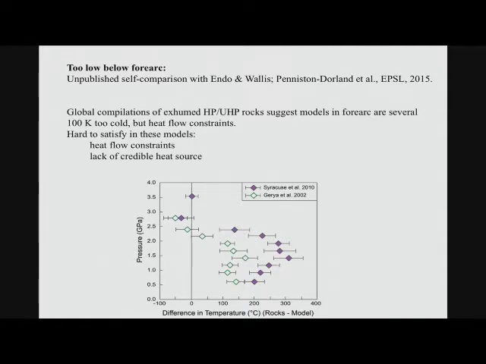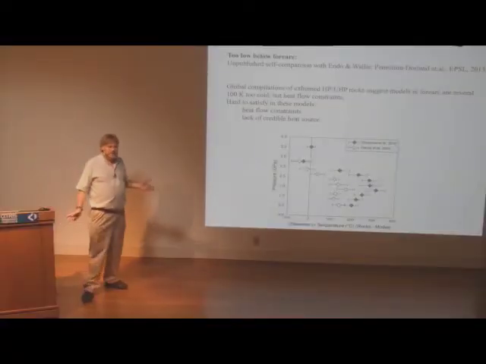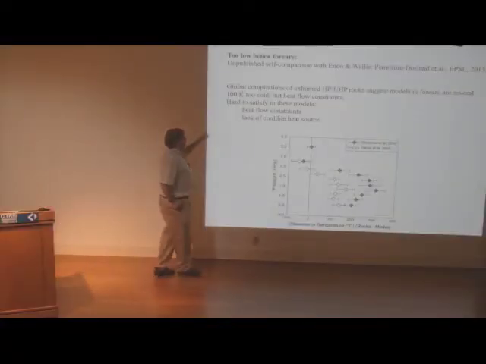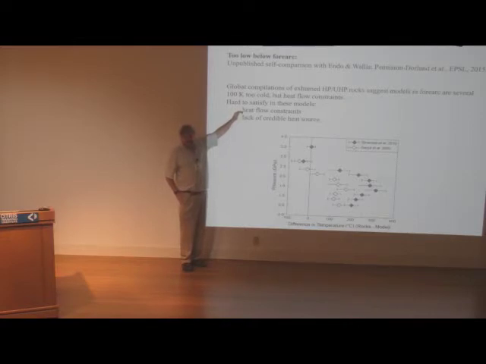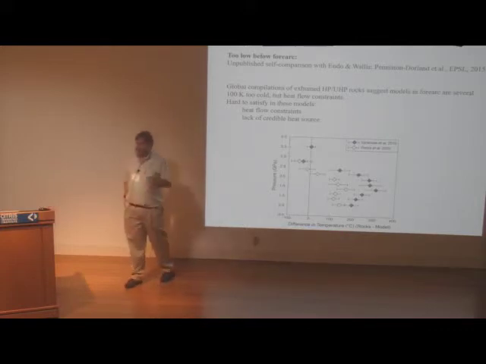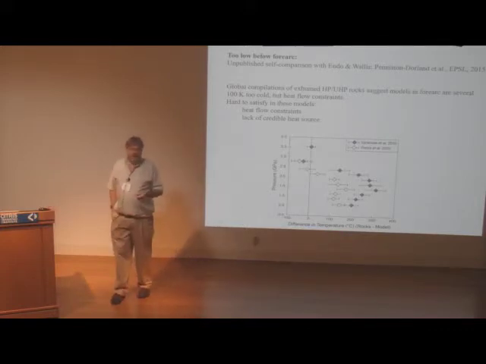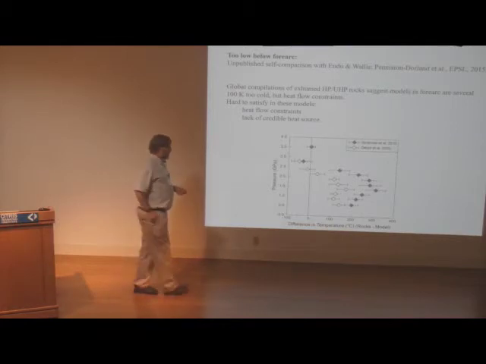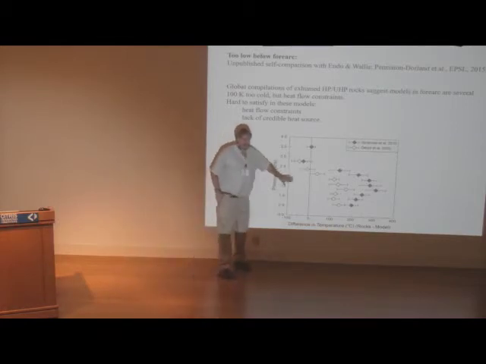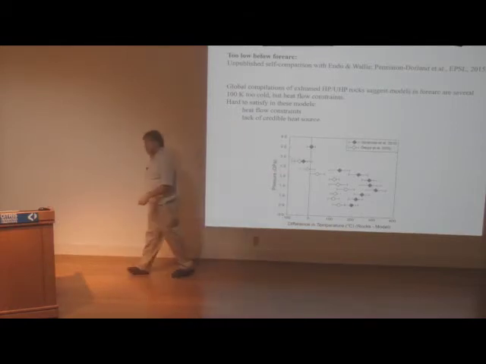Our models cannot logically be adjusted to create these forearc conditions. We just cannot do it. The reason for it is that the heat flow tells us the forearc is cold. We cannot increase the temperature by 300 degrees without violating heat flow constraints. There's not a credible heat source. Maybe locally in the pseudotachylite. But on a crustal scale, shear heating may contribute 50, but we need 300. So we cannot make these models.